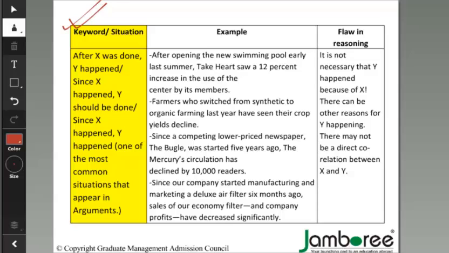Okay, so now this is one of the most common situations. Just like in sentence correction, your most commonly tested rule is parallel constructions. Similarly, in AWA, this is the most common pattern, which says that after X was done, Y happened, or since X happened, Y should be done. So there are two events, let's say X and Y. They are not necessarily connected.